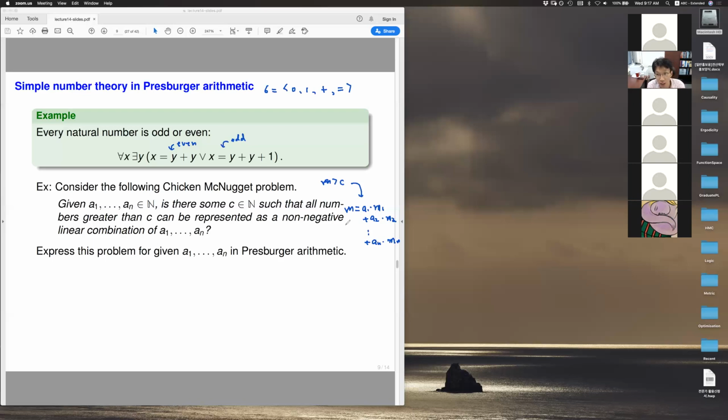So here's an exercise I want you to do: try to express this chicken McNugget problem for given a1 up to an using Presburger arithmetic. The a1 up to an are constants, so it can be like 3, maybe 5, up to maybe 20. These are specific numbers that we are given, and the question asks you to generate a Presburger arithmetic formula that expresses this question. I'll give you 2 minutes to do this.